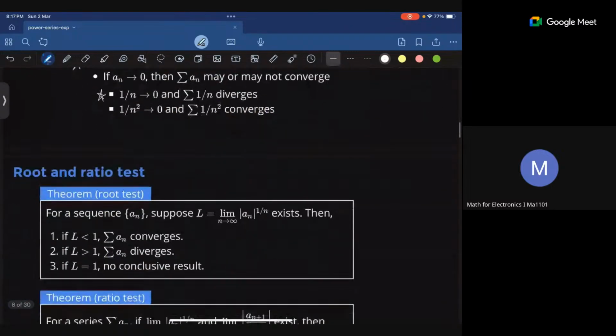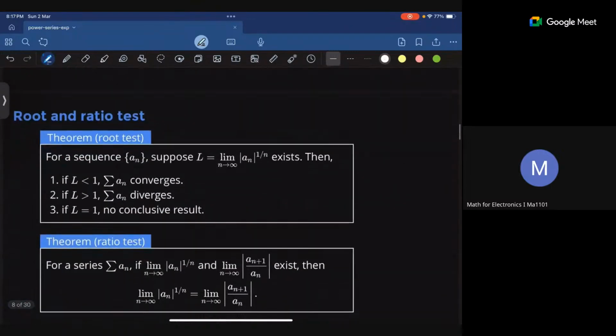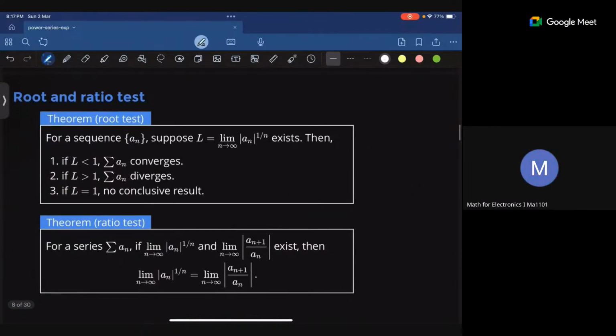Now what we will talk about next is, we will talk about two new tests which are called root test and the ratio test. Okay. So we have a series now.